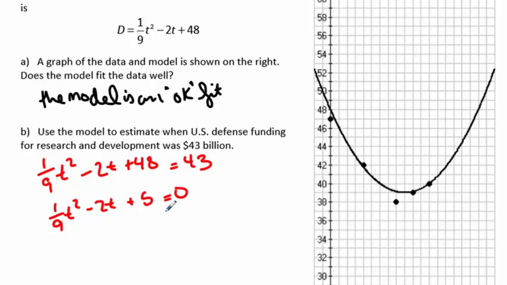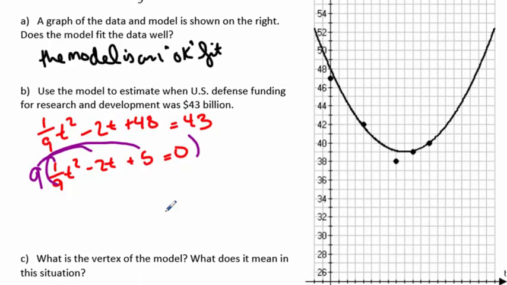Now I'm going to want to factor this to solve, so let's make sure to multiply everything by 9 to get rid of that fraction. It's a lot easier to factor if you don't have a fractional coefficient for the first term. So this is going to be 9 times 1/9 is 1t squared minus 18t plus 5 times 9 is 45 equals 0. Let's factor this.